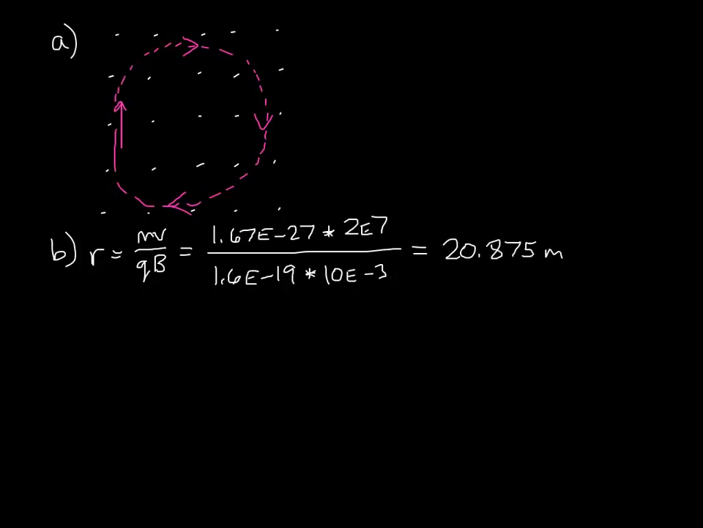20.875 meters. So just to describe the path of the proton, we could say that it moves in a clockwise circle with a radius of 20.9 meters.